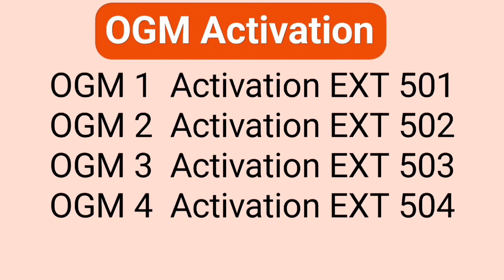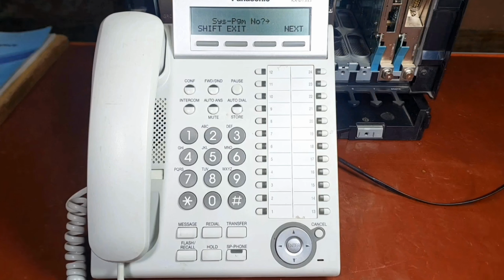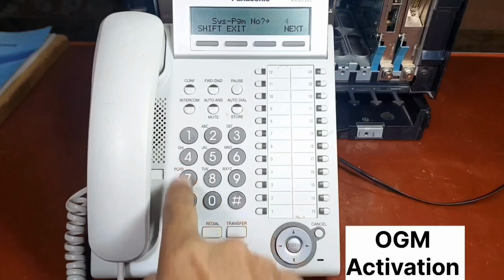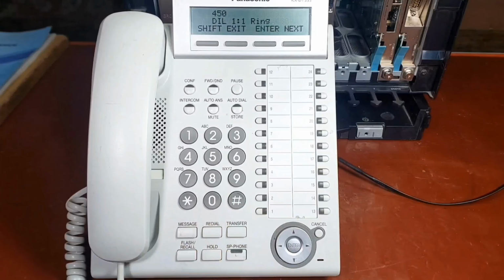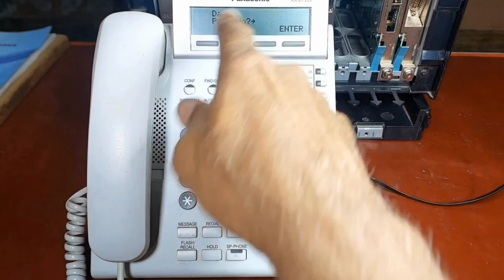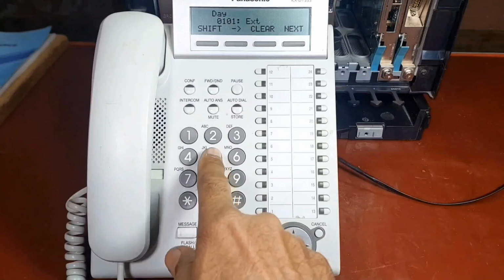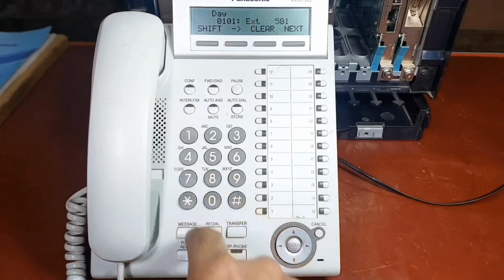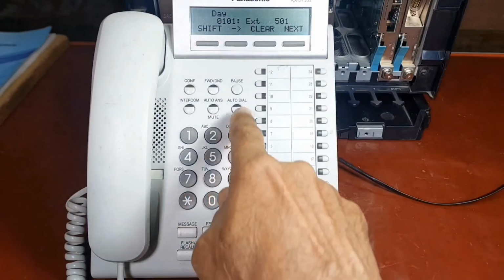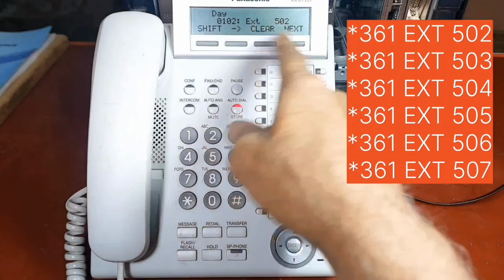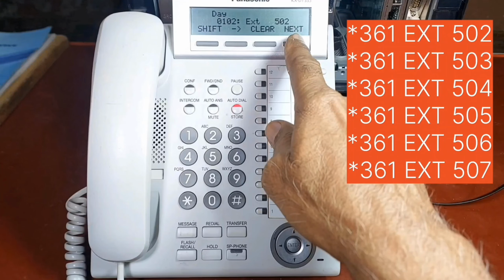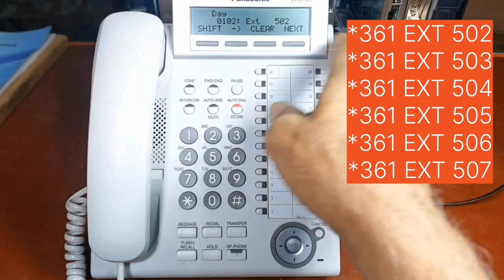Activate the OGM according to this table. PGM code 450. Enter. Again enter. Daytime. Enter. Enter. EXT 501. Press store key for save. Next OGM, EXT 502. Do the rest of the recording as per your need.